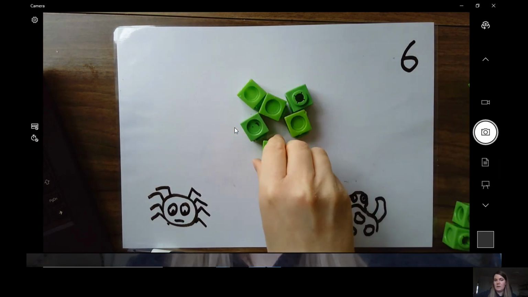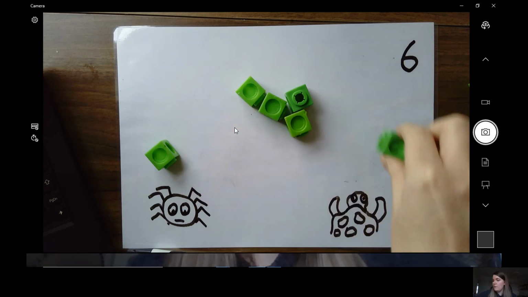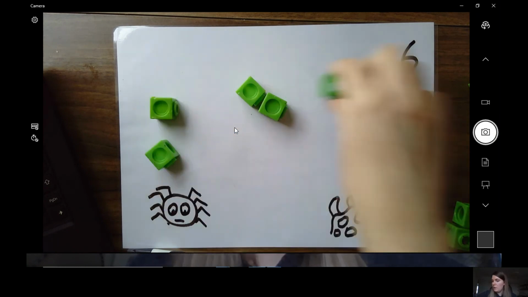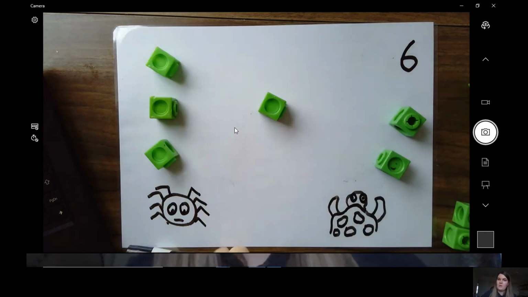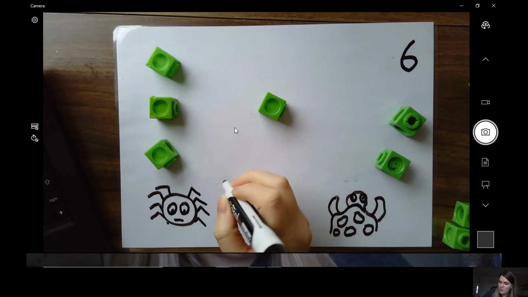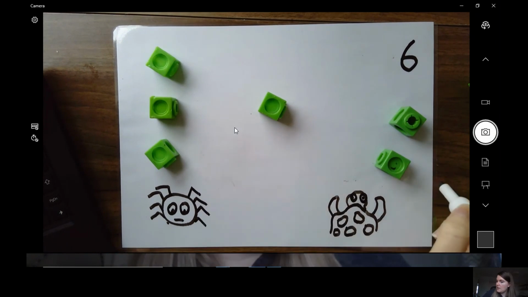Okay, helping me. You ready? 1 for me, 1 for you. 1 for me, 1 for you. 1 for me. Okay, and we've done. So the spider's got 3 and the turtle's got 2. Oh.